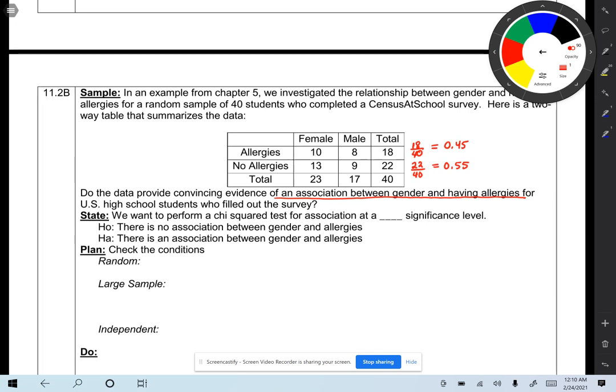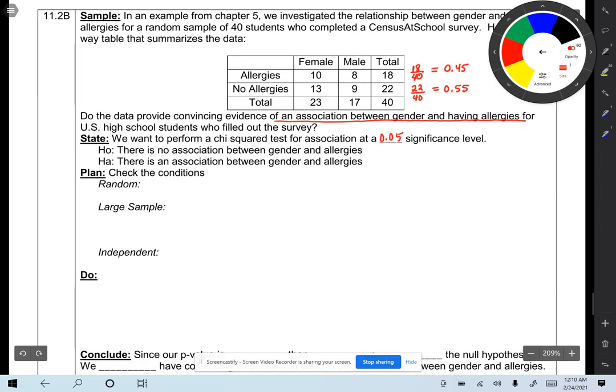So, in the state portion, we want to perform a chi-squared test for association at a 0.05 significance level. Our null hypothesis would be there is no association between gender and allergies, and our alternative would be there is an association between gender and allergies. Checking the conditions, we have a simple random sample of 40 students.